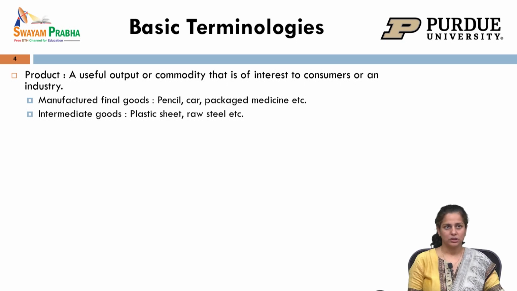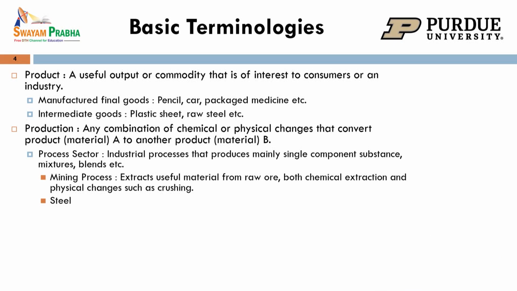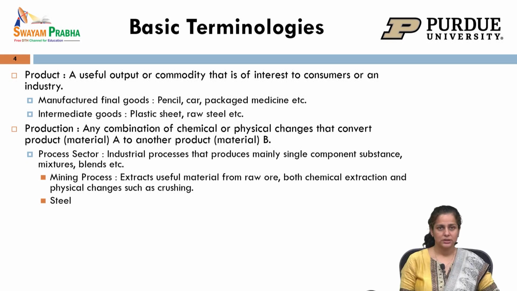The next terminology that we use in life cycle assessment is production. So, production is defined as any combination of chemical or physical changes that convert the product material A to another product material B. We might be interested in using material A or material B, but it can be manufactured by a combination of several steps. So, the first industry that we talk about is process sectors.